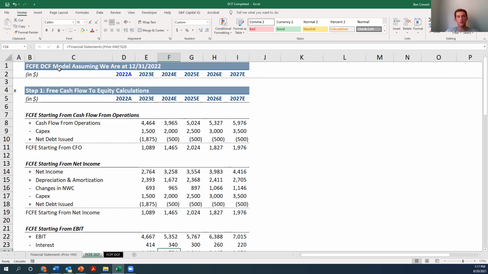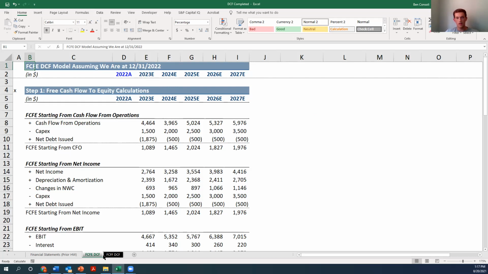Something else I probably should have mentioned at the beginning is, based on your homework, it looks like today is December 31st, 2022. So the first year of the investment is going to be 12/31/2023.